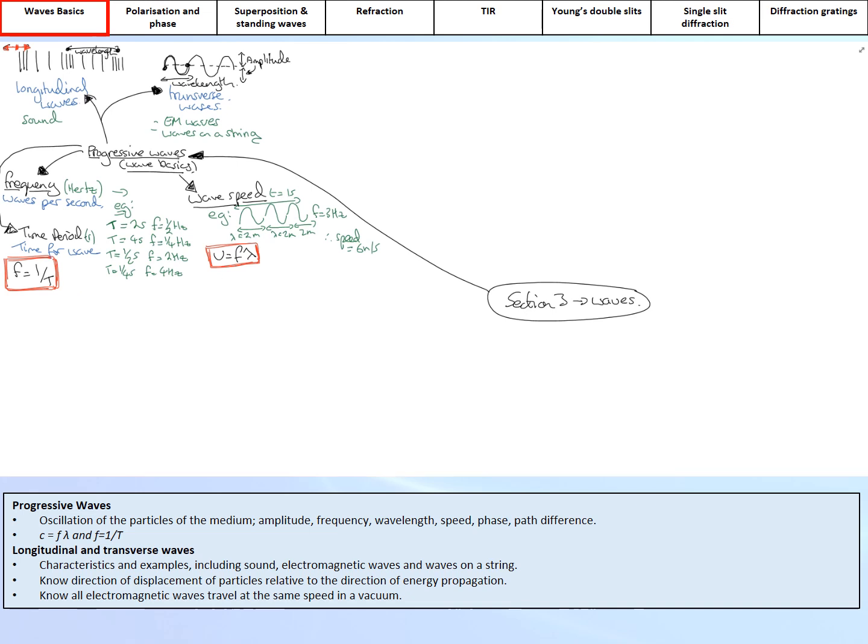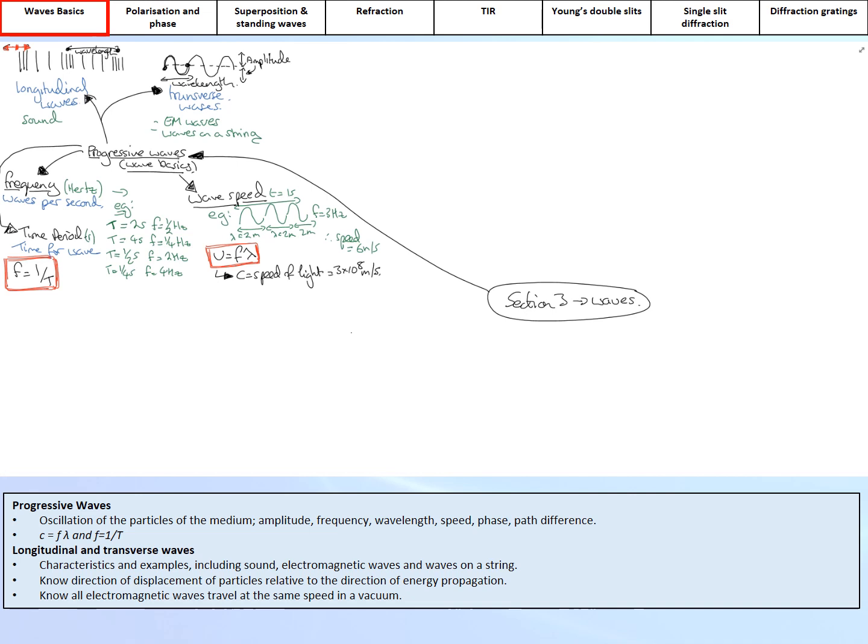The only other thing you need to know is that light and all electromagnetic waves travel at the speed of light in a vacuum, and you can look that up on the formula sheet, so you should pause the video and just look it up now. And that's 3 times 10 to the 8 meters every second. You'll be expected to look that up and use it.